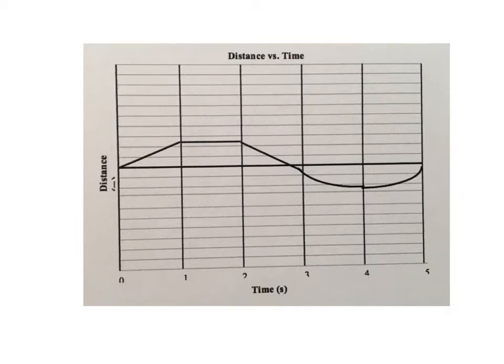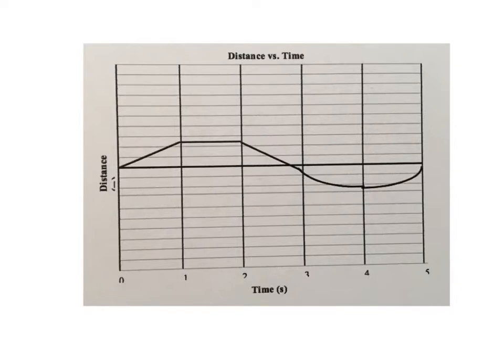Hey guys, this is question 8 on your study guide, and we are labeling this distance time graph in the different segments, saying where it's moving forwards, backwards, if it's not moving, if it's speeding up or slowing down, that kind of stuff. So we'll go through this real quick. We're just looking at each section that's divided up.